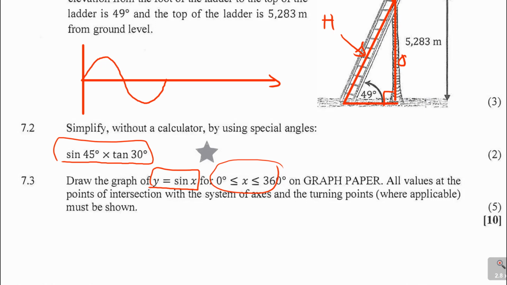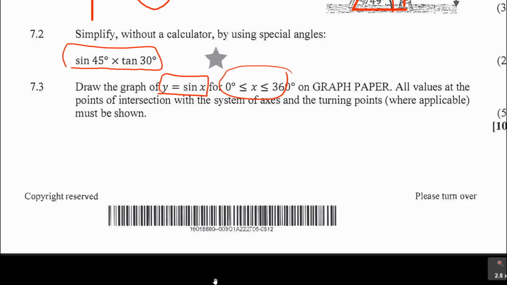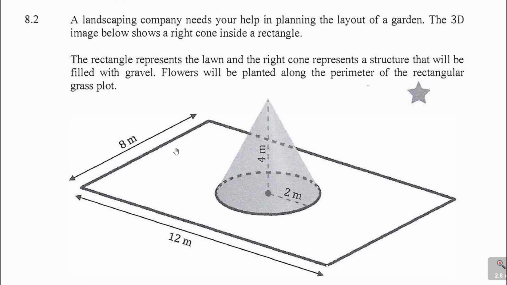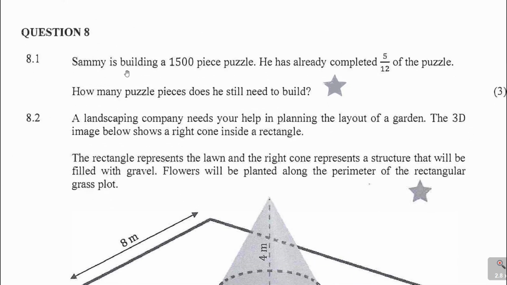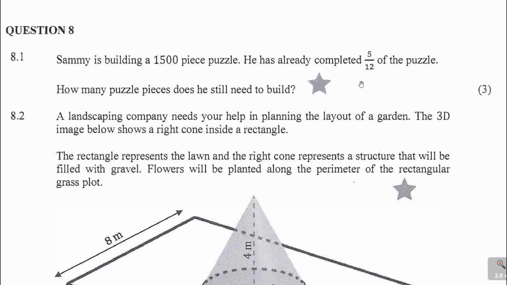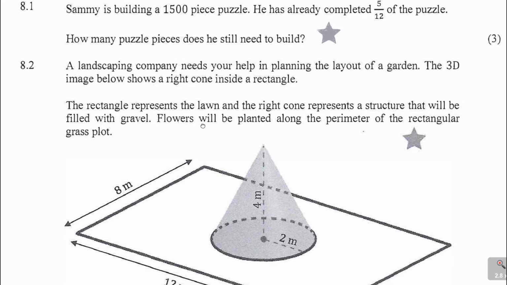But anyway, I'm going to show you as we go on together in this full paper. Look at this one, question 8, I think this was the last one. Sammy is building a 1500 piece puzzle. He has already completed 5 over 12 of the puzzle. This is fractions: how many puzzle pieces does he still need to build? This is more like a word problem in a way, but you are looking at percentages and fractions, and I show you how to do that.